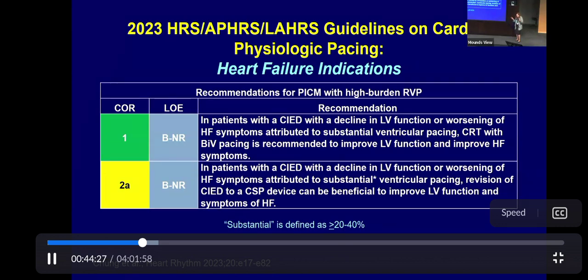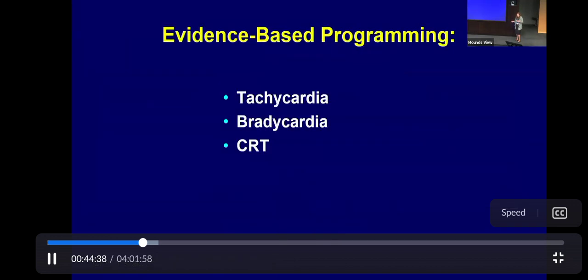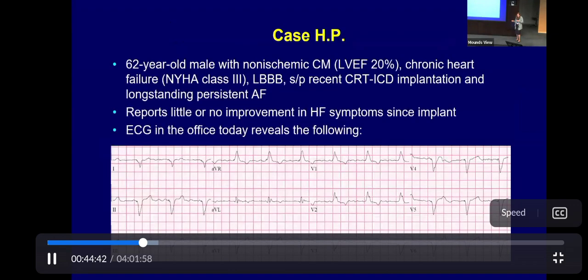That's considered substantial pacing, using some kind of conduction system pacing now. Left bundle or HIS bundle pacing can be used in addition to CRT. And then the last thing I'll mention is CRT evidence-based programming.